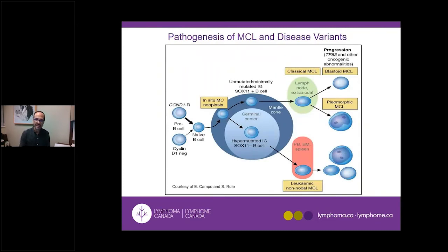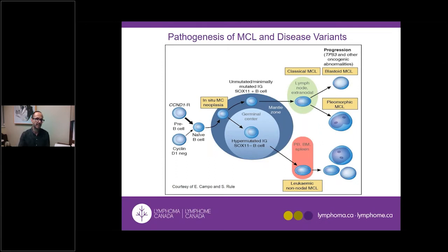This is shown in a slightly higher level of complexity, showing here that when you have a B cell in that germinal center, so here's again the germinal center with the mantle zone, and this is where the genetic error happens. Things can happen in the mantle zone in different ways. For example, one possible error would be a mutation of the immunoglobulin gene, and that's what leads to this leukemic non-nodal variant. On the other hand, if that immunoglobulin gene is not mutated, that cell develops SOX11, and then by developing other mutations can go into these other forms of mantle cell lymphoma.